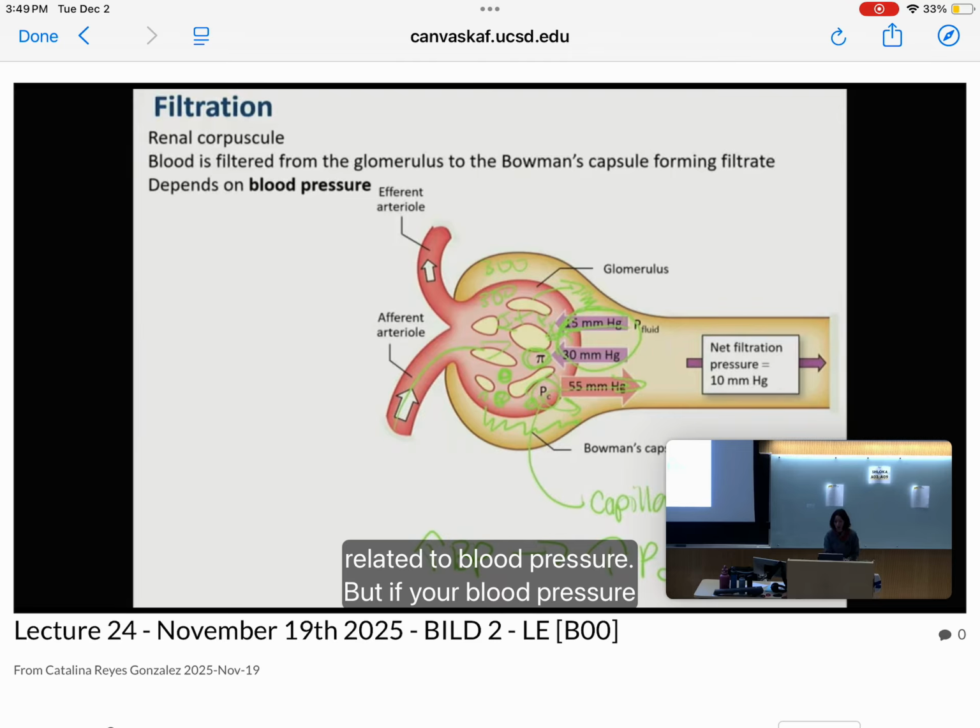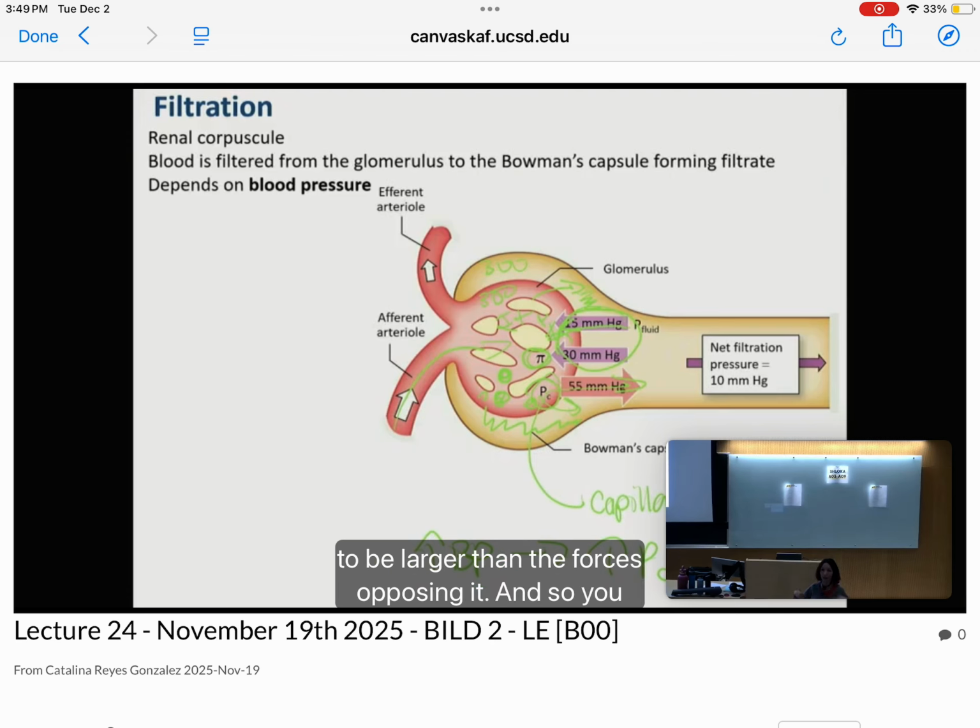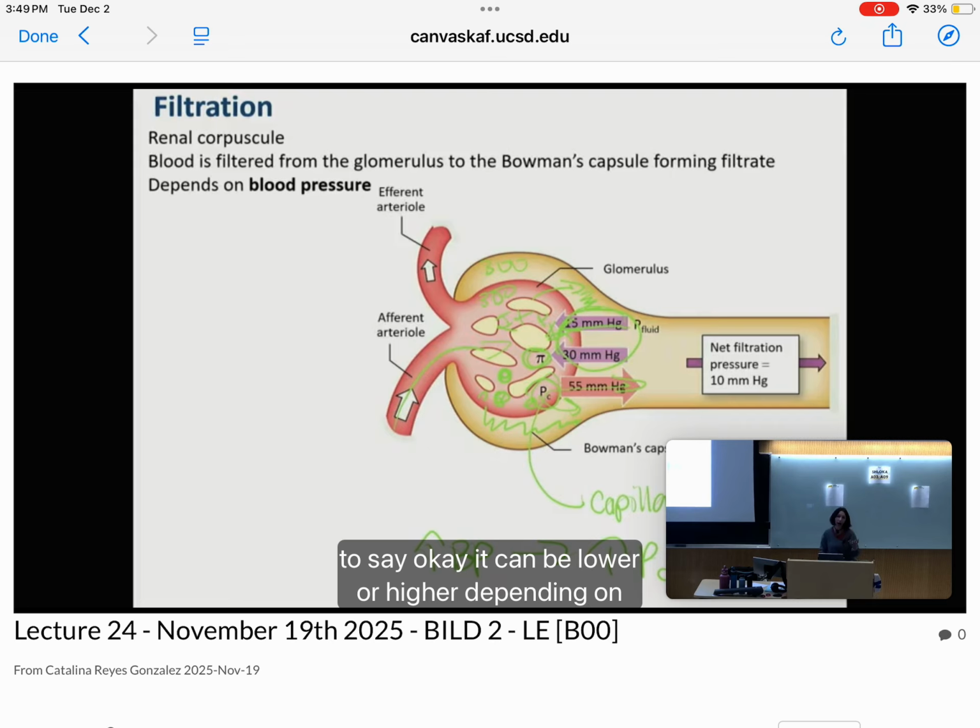But if your blood pressure is normal, that capillary pressure is going to be larger than the forces opposing it. And so you always have net filtration. If your kidneys are not filtering all the time, that could cause damage. That's when you end up in trouble. So there should always be a filtration rate, is what I'm trying to say. It can be lower or higher depending on how well hydrated you are, mostly hydration, and what your blood pressure is, but there should always be filtration happening in the renal corpuscle.